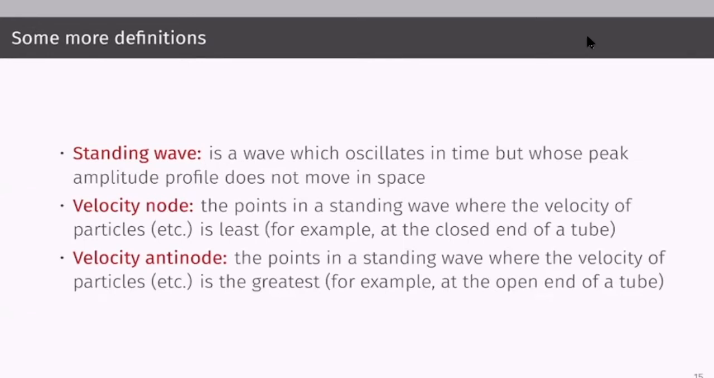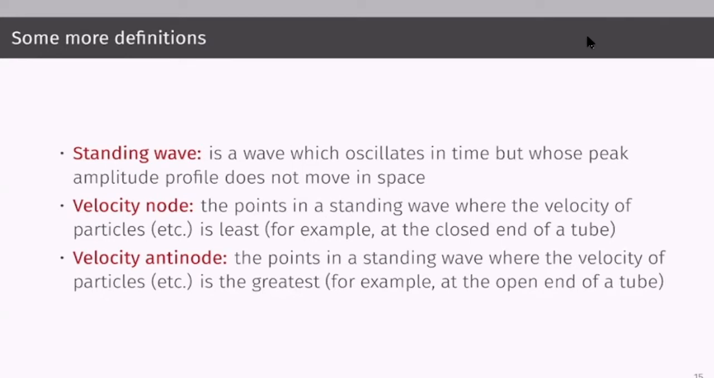A velocity node, further developing the idea of a standing wave, is a point in the standing wave where the velocity of the particles is least, where they're moving up and down or back and forth the least. For example, at the closed end, right? Because they can't move, they're jammed up against the closed end. So their velocity is very low.